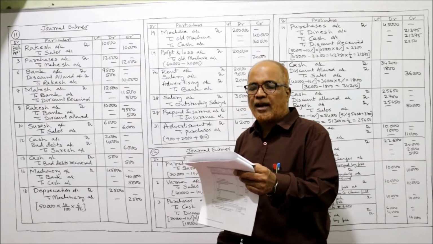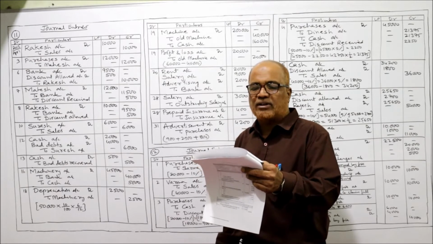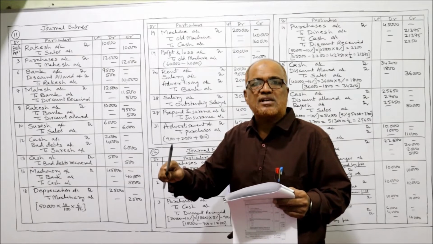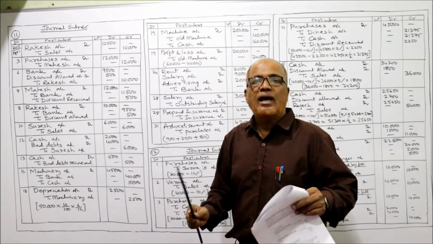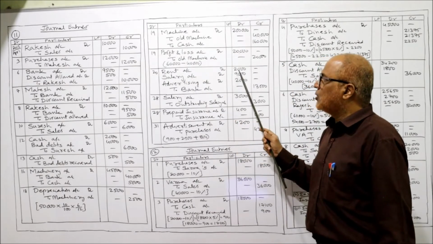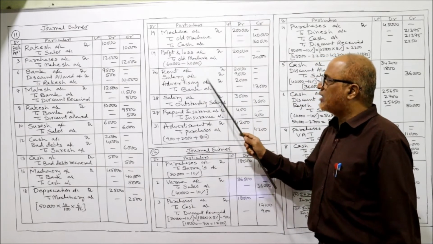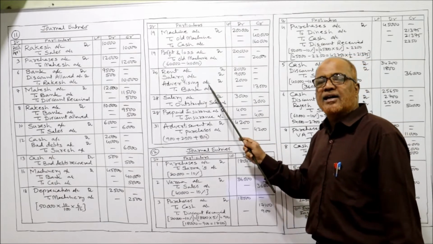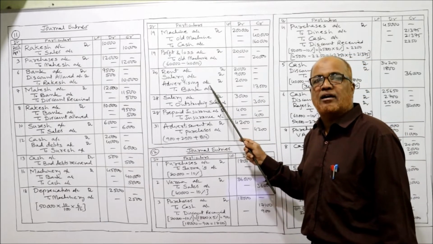Paid by check: rent 2,000, salary 9,000, advertising 2,000. These three payments are made, these expenses are paid through check. All expenses are debited. So I am debiting rent account 2,000, salary account 9,000, advertising account 2,000, to bank 13,000. Being the expenses paid through check.